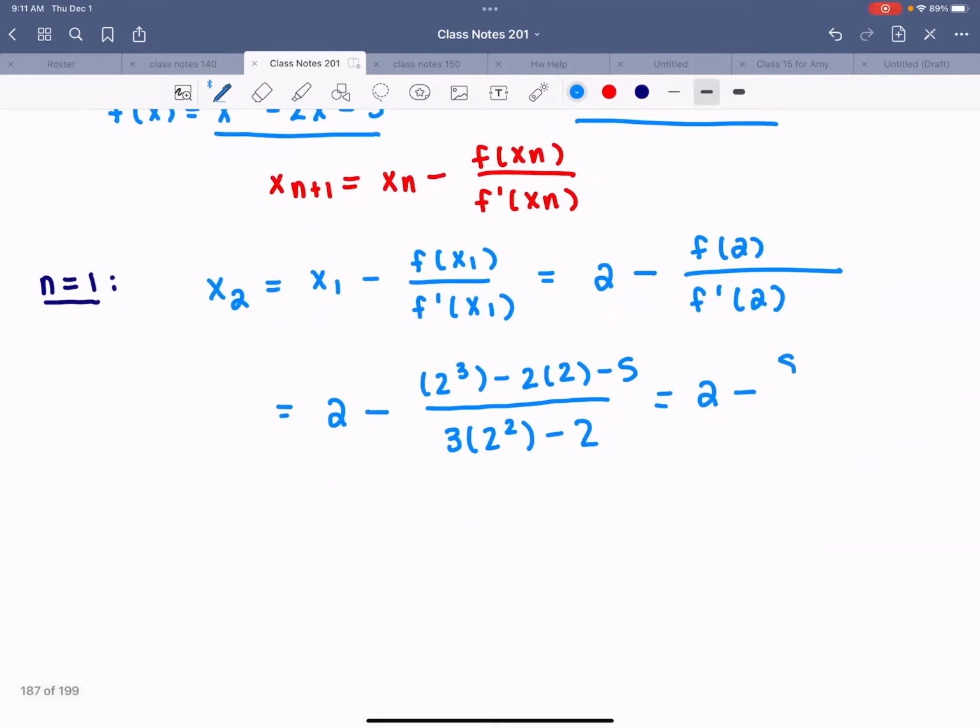Okay, 2 cubed is 8. 2 times 2 is 4. Gosh, 12 minus 2. Oh my God, you're right. So this is 2 minus, it'll be 2 plus 1/10, 2 plus 1 over 10. Now I have to do this in my head. So 2.1 is the answer, right? Is that right? Good.